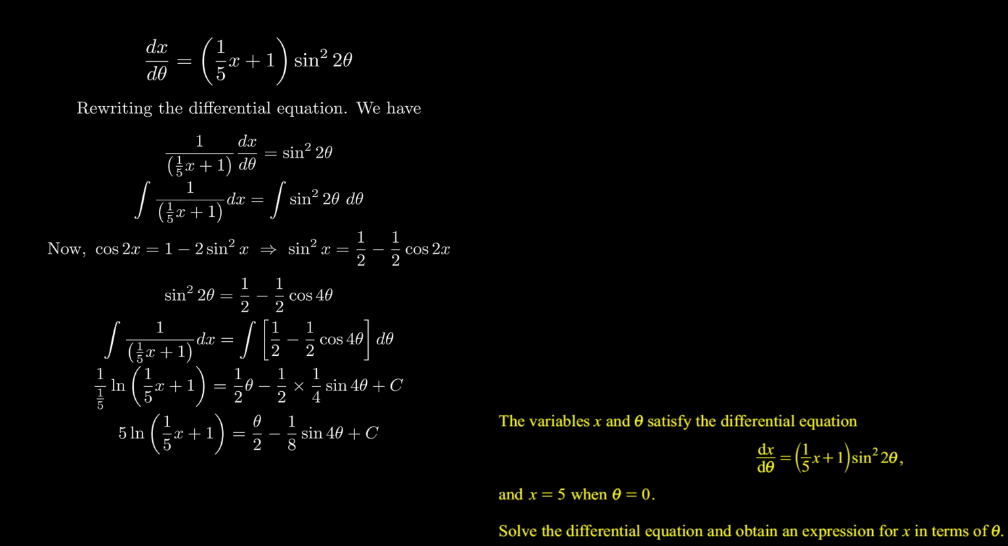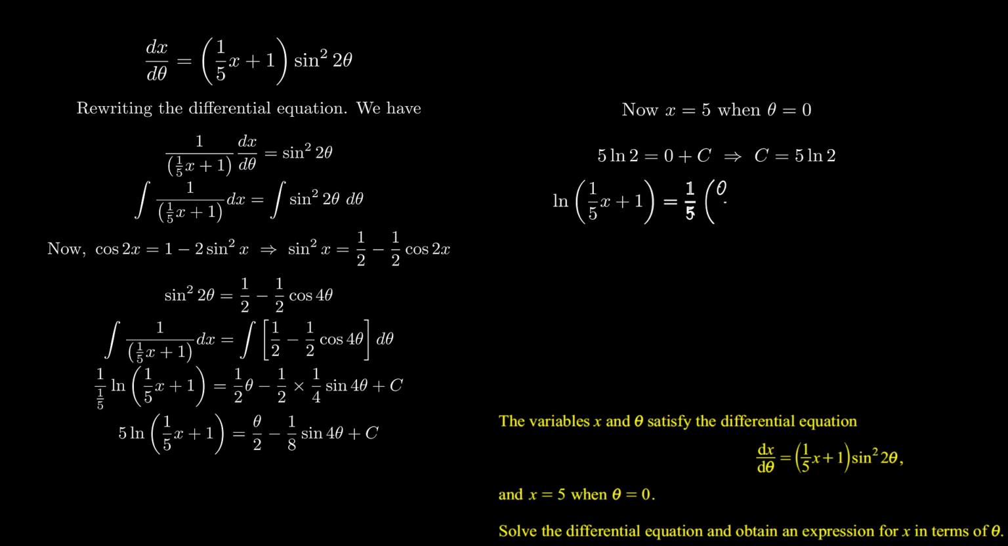Now we use the given condition, which says x is 5 when theta is 0, and we know sine 4 theta means sine 0, that is going to be 0. So the left hand side becomes 5 ln 2 equals 0 plus c. So c becomes 5 ln 2, and replacing this, we can write the whole thing as ln(5x plus 1) equals, with 5 transferred to the other side, 1 upon 5 times theta upon 2 minus 1 upon 8 sine 4 theta, plus ln 2.